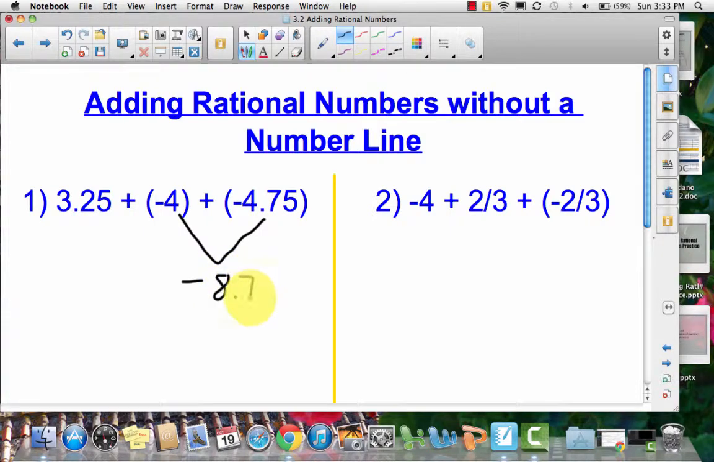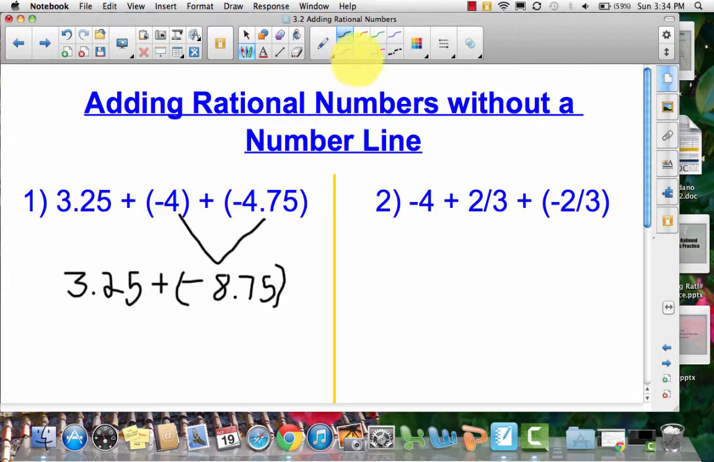And now I'm going to combine that with that 3.25 that's still up in my problem. So this has become 3.25 plus a negative 8.75. So in this case, I'm now adding with different signs. And I know that when I add with different signs, I find the difference. And I keep the sign of the number that has the larger absolute value.